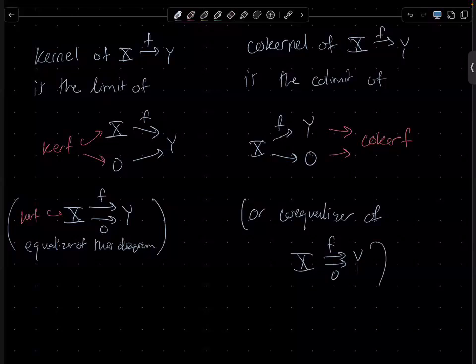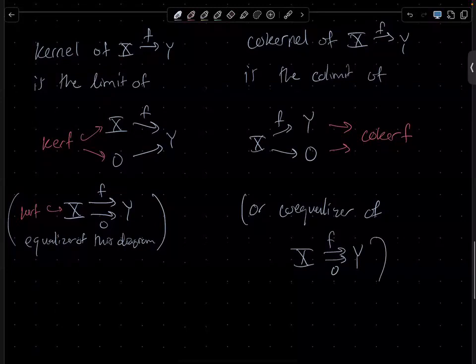So kernels and co-kernels in R-modules are what you normally think of, but I've just introduced this language in case we need it. Cool.